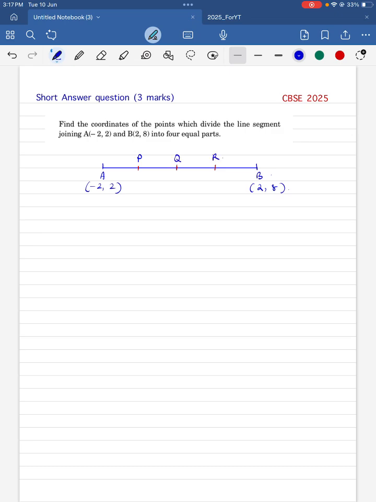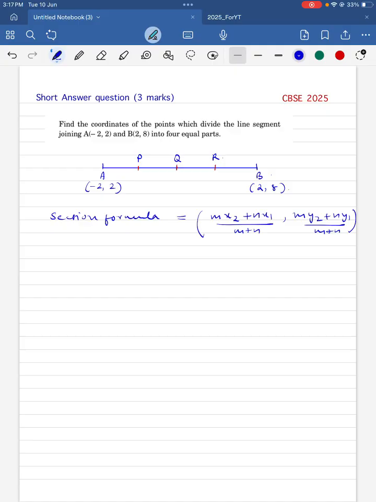Okay, so we can find the coordinates of P, Q and R using the section formula. What is the section formula? The section formula is: coordinates of the point is equal to (m x2 plus n x1) divided by (m plus n), comma (m y2 plus n y1) divided by (m plus n). Okay, and the ratio here is m is to n, and the coordinates of the 2 points are (x1, y1) and (x2, y2). Okay, so let's get to the question.